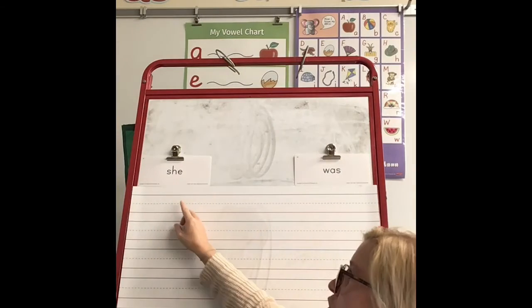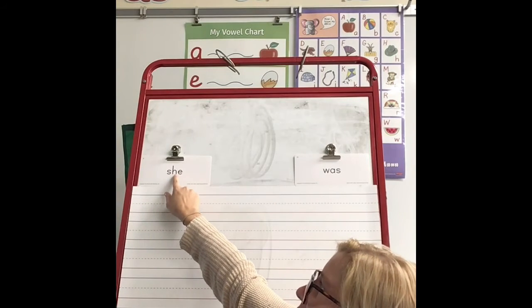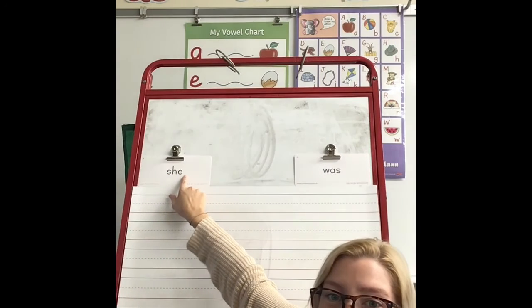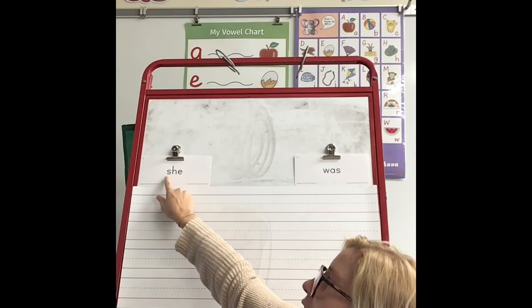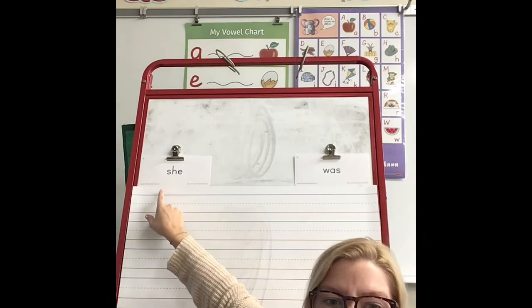Let's spell she together. S-H-E. She. Let's whisper spell it. S-H-E. She. This is the word she.